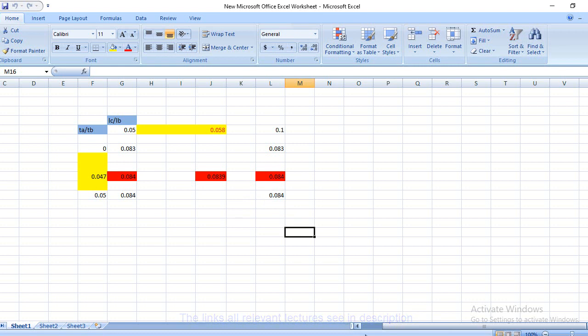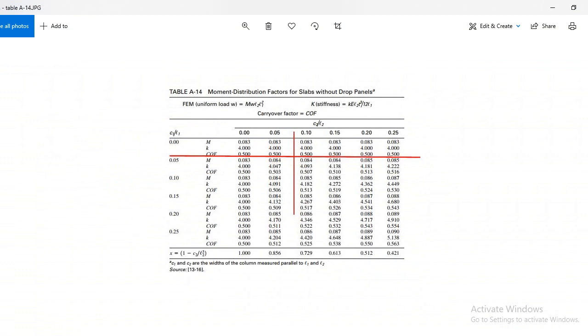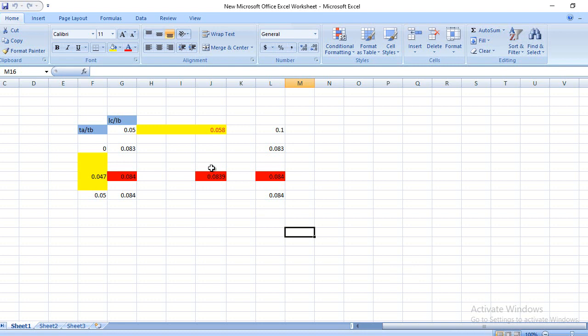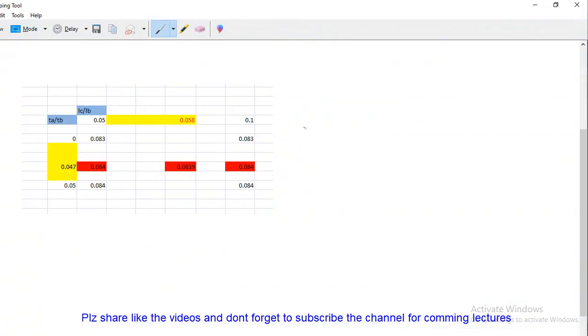So here we have this table. From this table we choose these values, as you see in this Excel sheet. We choose this value from this sheet, and let me show you here. Basically we have to find the value of m from that table.